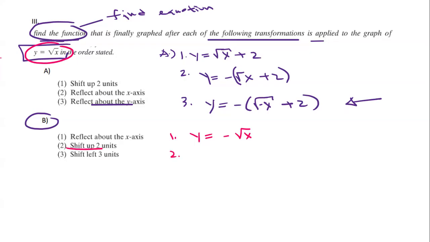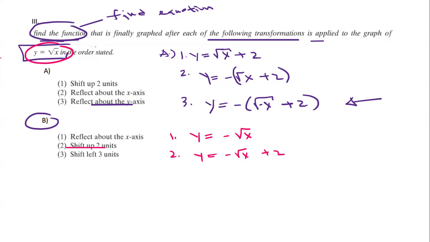Number two, now it wants us to shift up 2 units. Whatever we had originally, we need to use the previous step. So we still have the negative square root of x, but in this case, we need to go up 2 units. So we're going to add a 2 there.